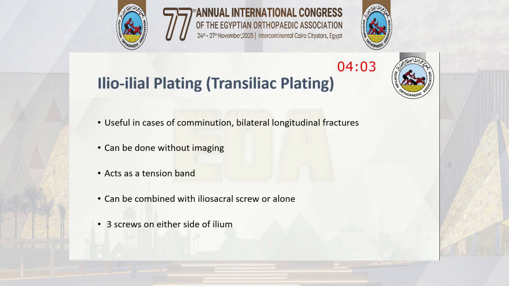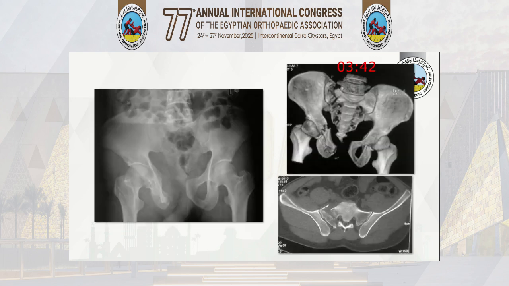And when the patient comes late to us, which is very common, 3 weeks, 4 weeks, 6 weeks down the line, you are not able to reduce these fractures which have already united. So what do you do? You cannot put in iliosacrals. Your spinopelvic may or may not give you the result. You have to go about fixing and giving some sort of stability, which transiliac plating does.